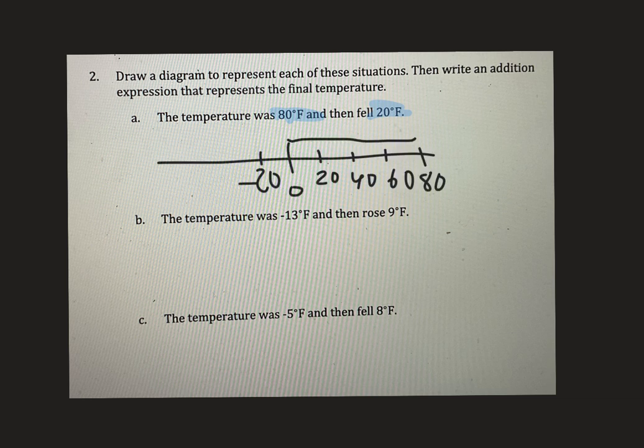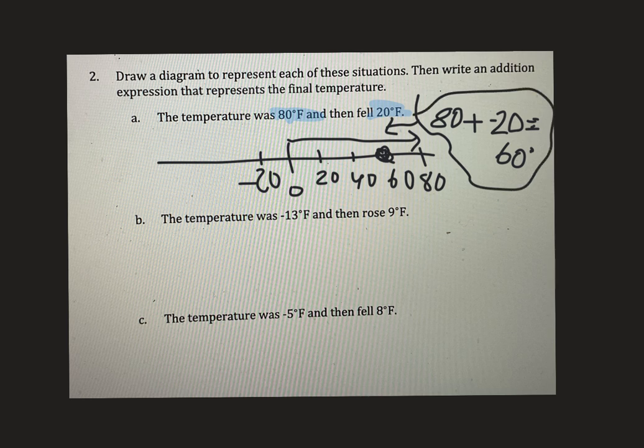So if we start out at 80 degrees Fahrenheit, the temperature falls, that means it's going back the other direction, and we land on our final temperature of 60 degrees. Now we need an expression. 80 plus -20, because it's a falling temperature, and that leaves us with 60 degrees. So this is our expression for diagram A.